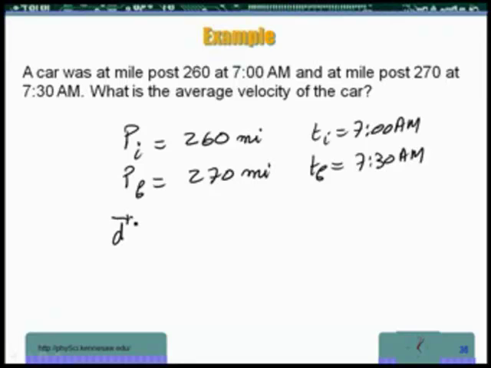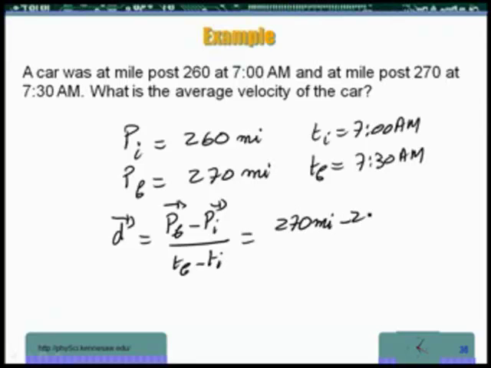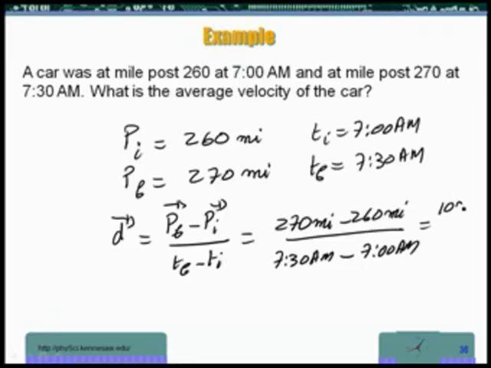So my average velocity is PF minus PI over TF minus TI, which is going to be 270 miles minus 260 miles over 7:30 a.m. minus 7 a.m. So in this case, it's going to be 10 miles over 30 minutes, or that's going to be 10 miles over 0.5 hours, or in other words, it is 20 miles per hour.